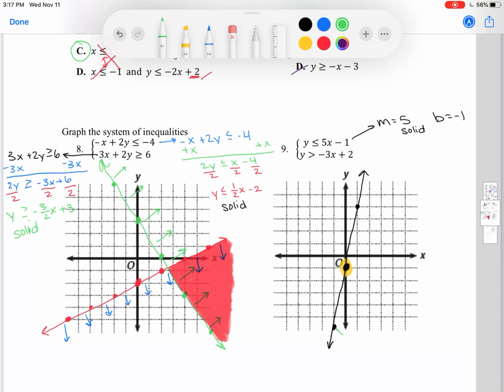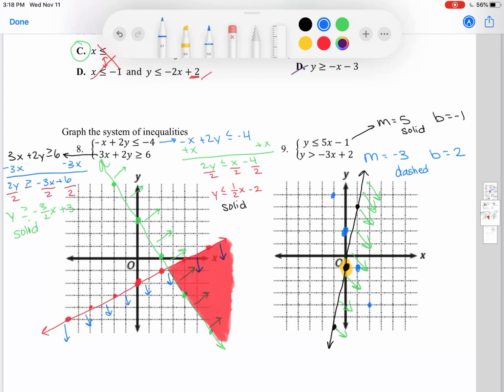Take a look at your function. This time it's telling you it wants everything less than 5x minus 1. So if we take a look at our y-intercept, this negative 1 here, I want everything less than that negative 1. So that's going to tell me that I want to shade everything to the bottom of negative 1. So I'll draw my arrows to remind me that's where I'm going to shade.